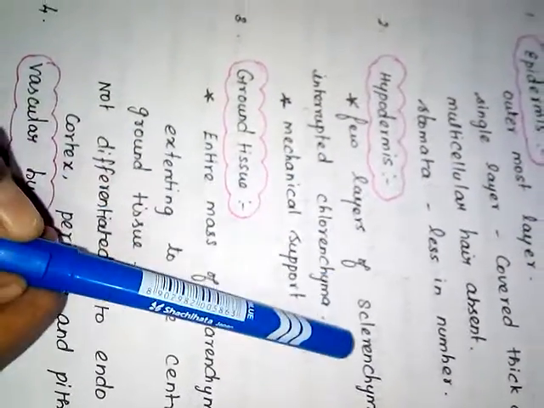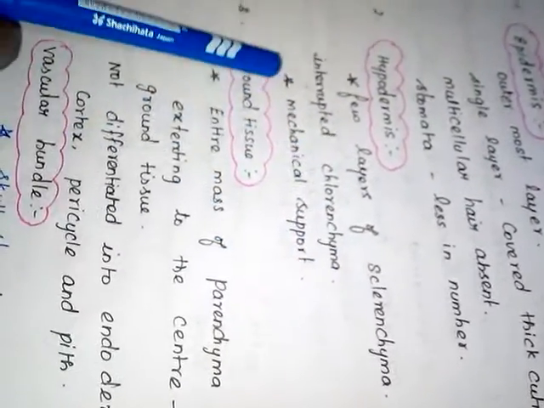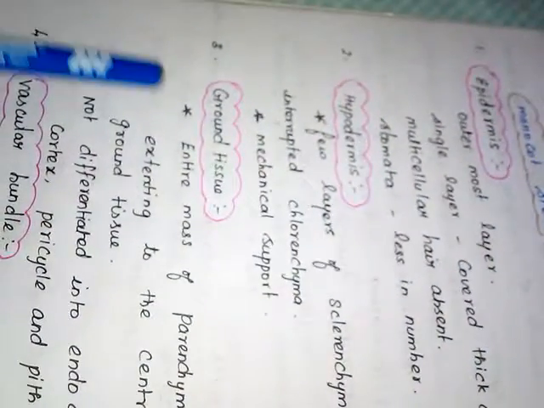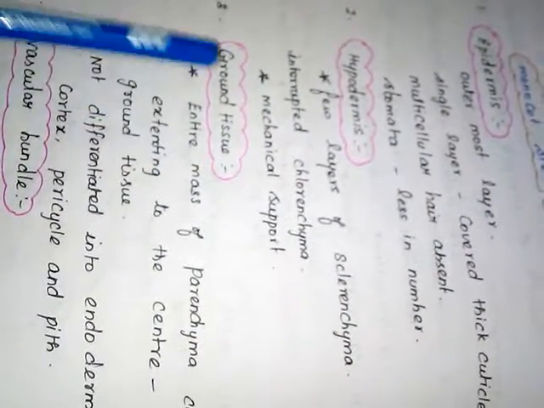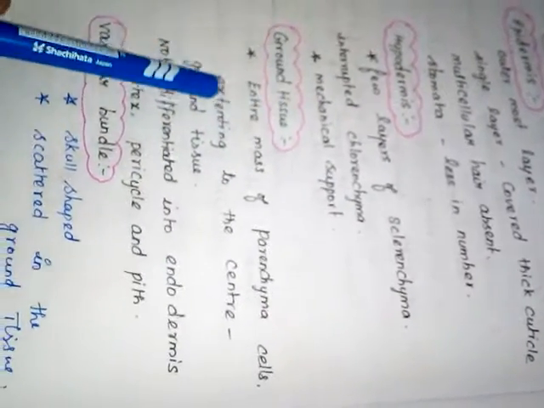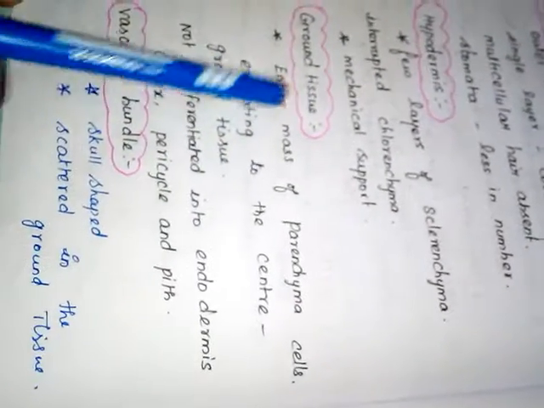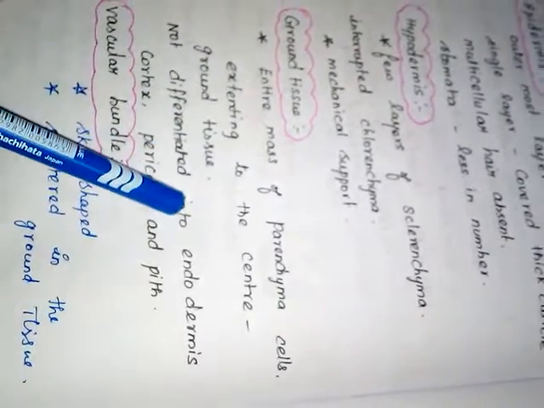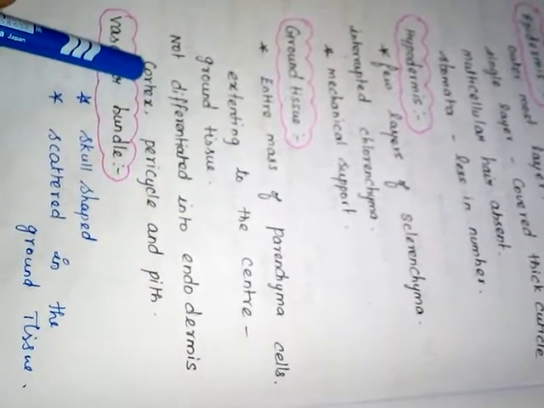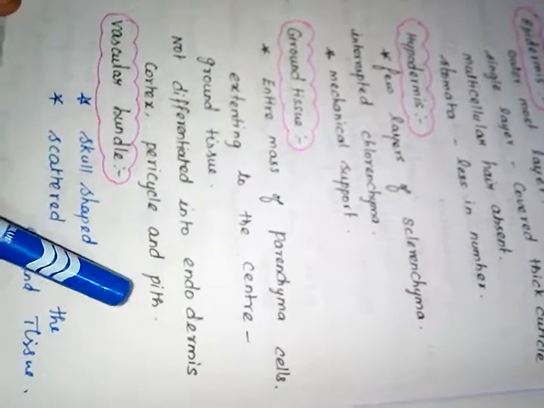Then hypodermis. This is a few layers of sclerenchyma interrupted by chlorenchyma. It is used as mechanical support to the epidermis. Then ground tissue. Ground tissue means the entire mass of parenchymatous cells extending to the center. That is called ground tissue. It is not differentiated into endodermis, cortex, pericycle and pith.